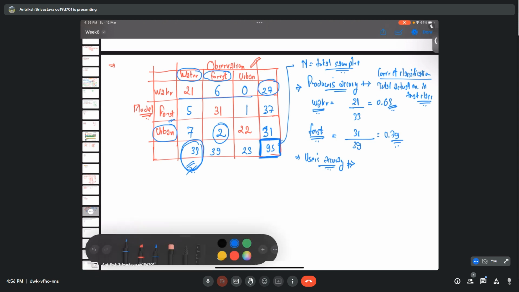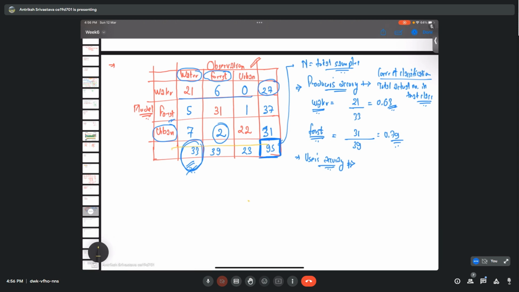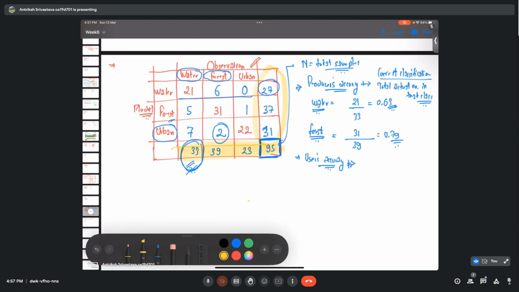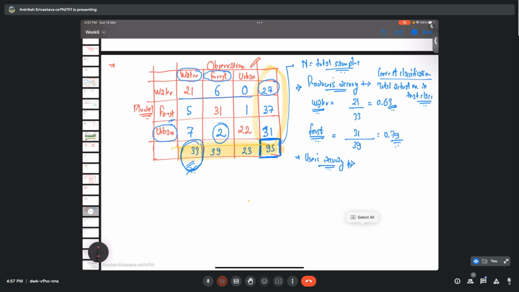user doesn't have this column, right? Sorry, user will not have this row, but user will have this row. So when we are saying user's accuracy, we mean to say the accuracy of the result presented by user. So when user says that out of my total 95, or out of all the times that I have classified the land use as water, I am true only 21 times.